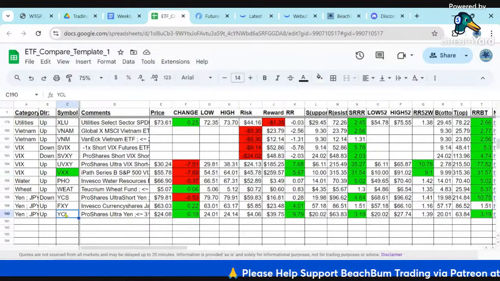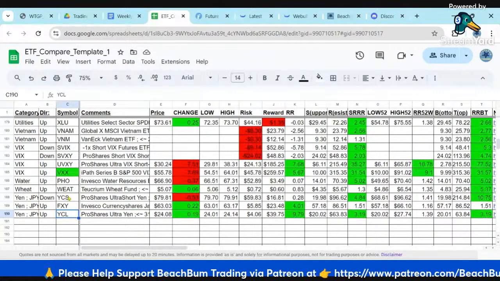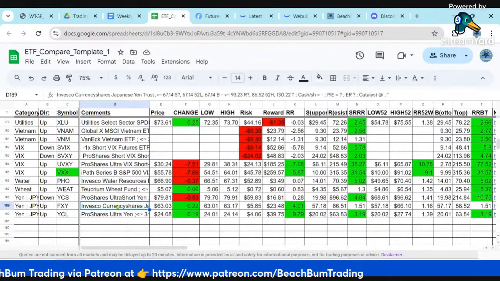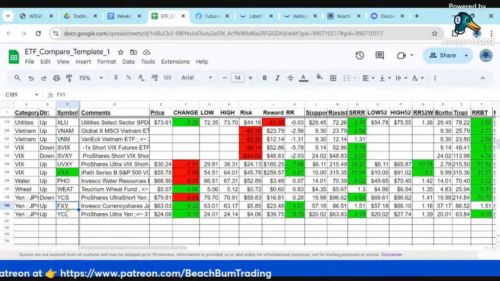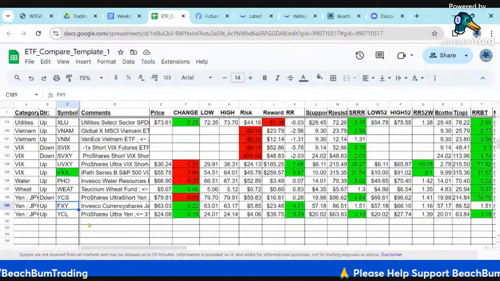Also talked about the yen: long the yen, leveraged long the yen with YCL, short with YCS, or just the straight unleveraged long on the yen is FXY.